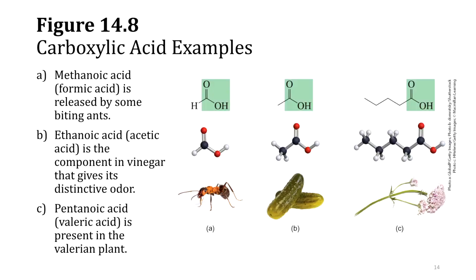Next, you can see the picture of pickles. This is ethanoic acid or acetic acid. It's the primary component of vinegar, right? So pure vinegar is acetic acid or ethanoic acid. And I'm sure you have tasted that and handled that before. And the last one is pentanoic acid, which is also called valeric acid, and you can see where the name comes from. It's present in the valerian plant.